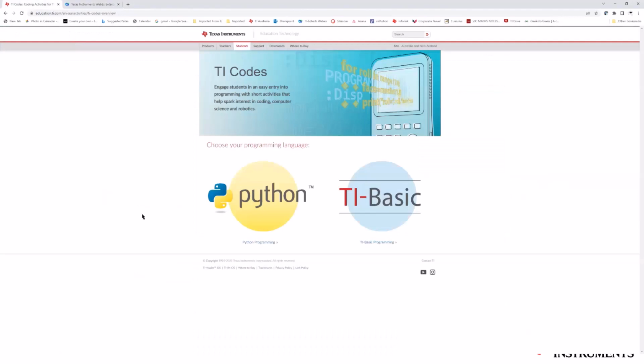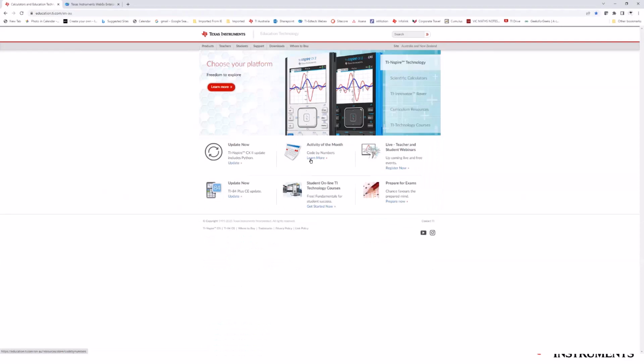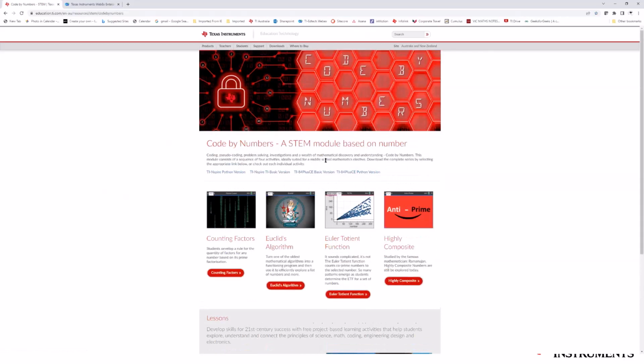On the TI website, if you want your students to do some actual coding, there's free lessons. They can choose Python or Basic. Now, because we're doing this particular activity this week on our webinar program, the activity of the month, let's check. Oh, look, it's code by numbers. So here's the complete series of the 4 activities. If I just click on that, it'll download the Python version of them all. If I click on that one, it'll download the TI basic version for TI-nspire. If you're using a TI-84, that will give you the basic version, and TI-84, that'll give you the Python version, or you can just go to any one of these activities.